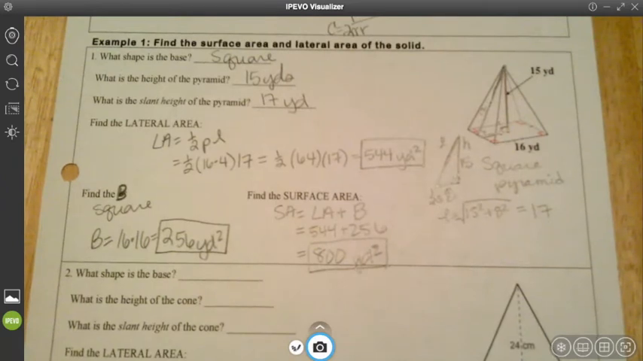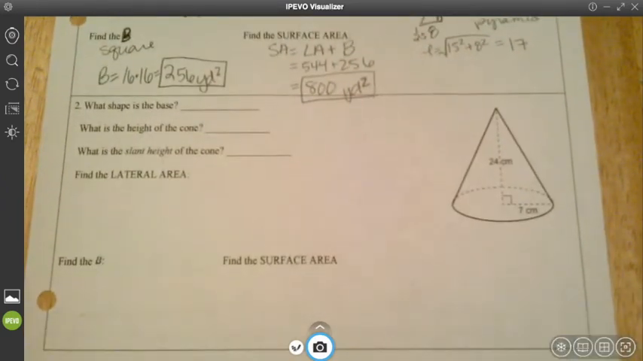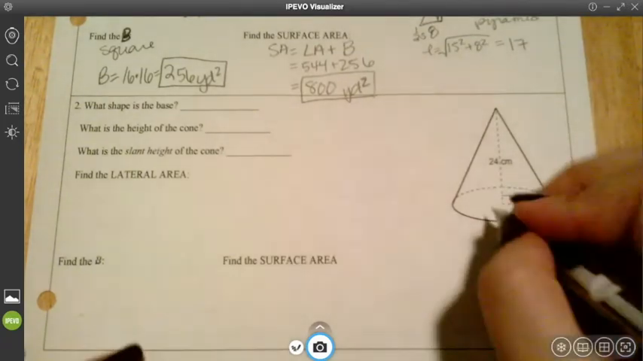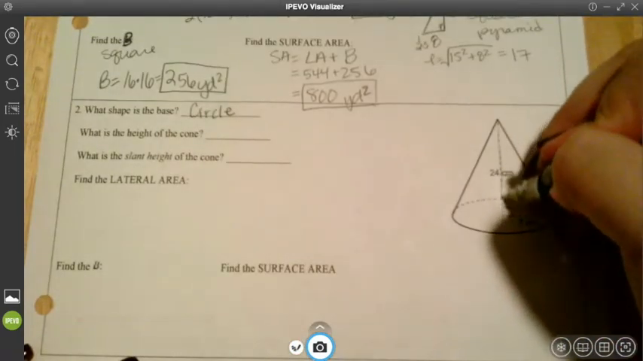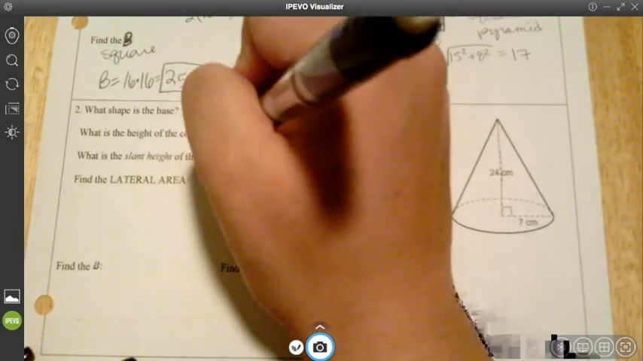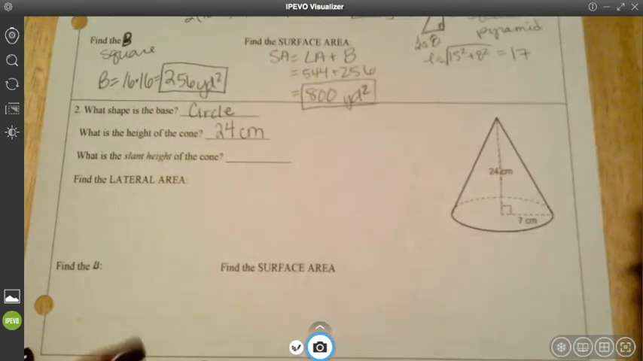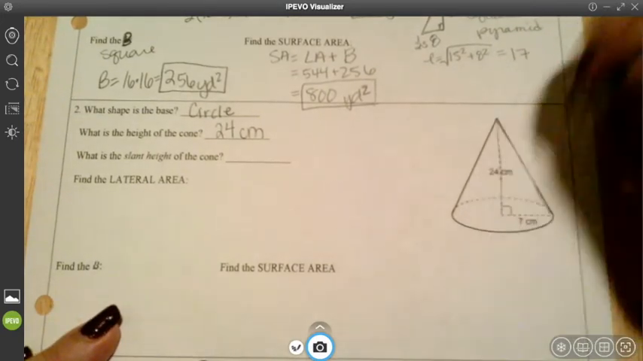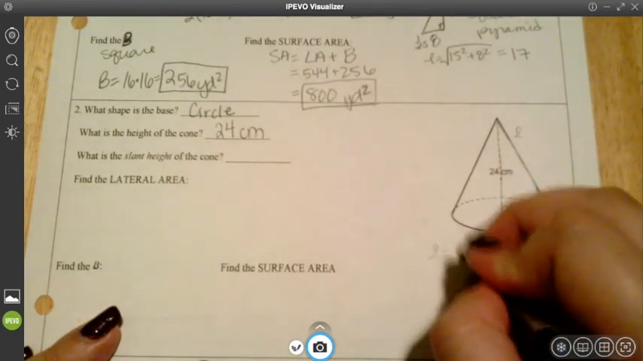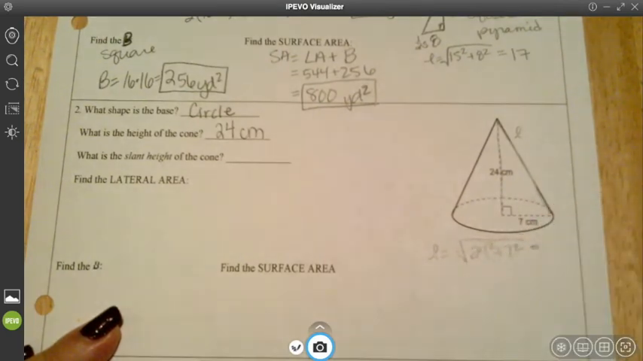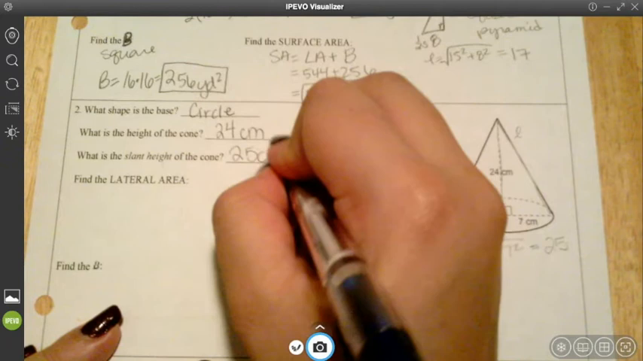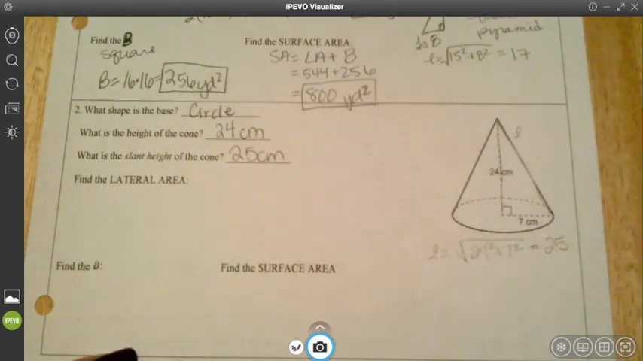Okay, let's take a look at our next one. Now this one is, again, a pyramid, but it's a circular pyramid, so we call it a cone. My base here is a circle. What is the height? The height goes straight down, so that is 24 centimeters for the height. The slant height we're going to need to calculate. The slant height is the square root of 24 squared plus 7 squared into the calculator, and we get 25 centimeters. Again, just using Pythagorean theorem.